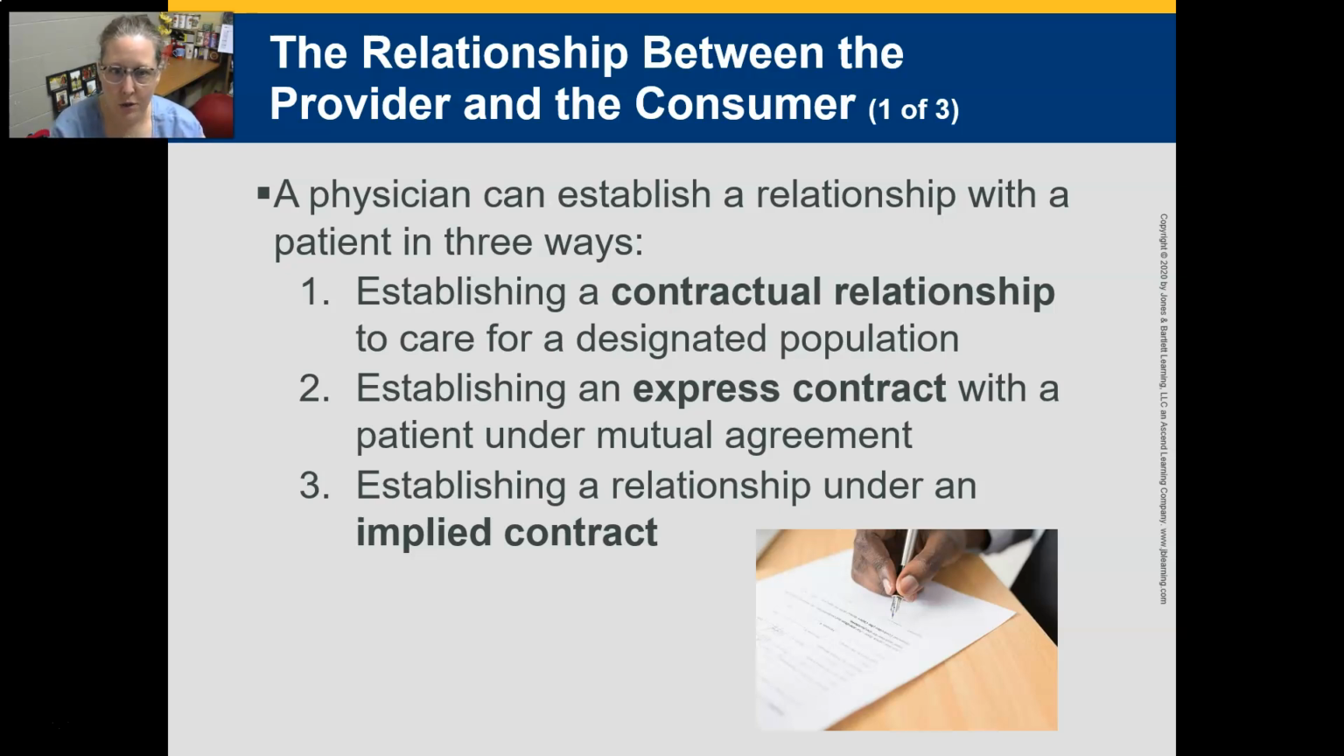Second, establishing an express contract with a patient under mutual agreement. This is the typical: you go get established at a clinic with a primary care provider and you sign paperwork to say that this doctor now is your primary care provider. So that is a mutual agreement, both in agreement that the relationship is going to exist. And then third, you can establish a relationship under an implied contract, and we're going to look at this here.